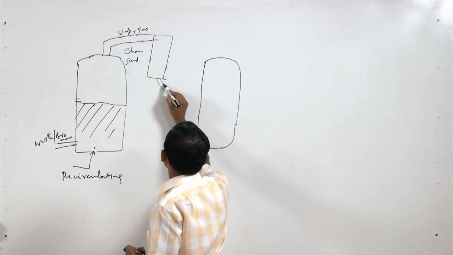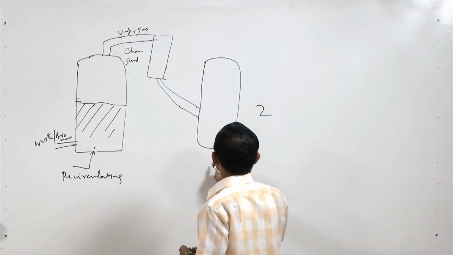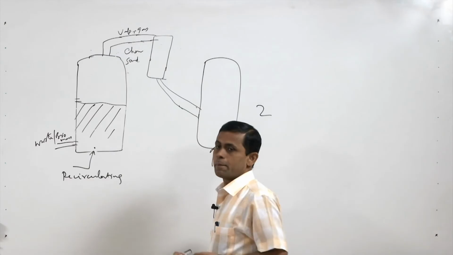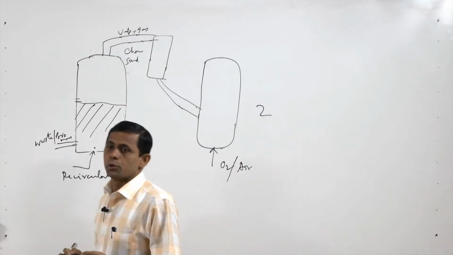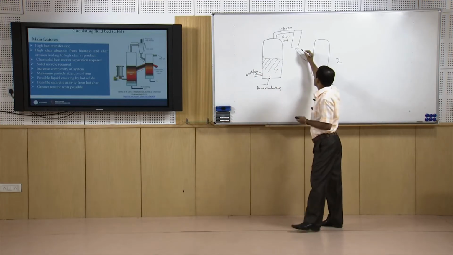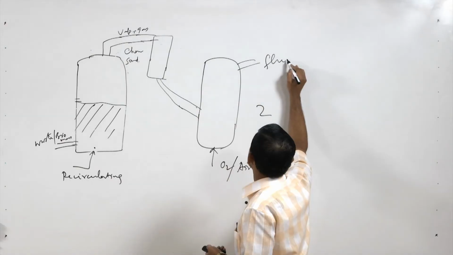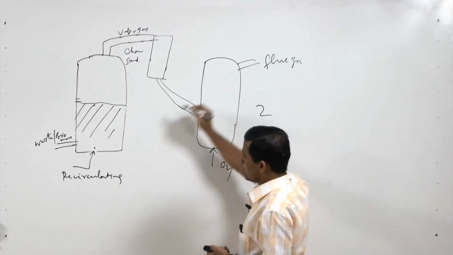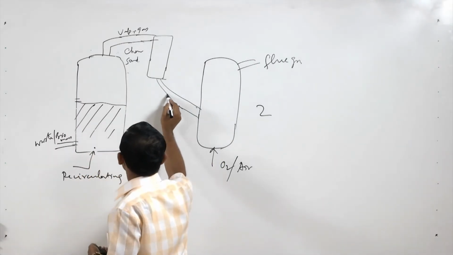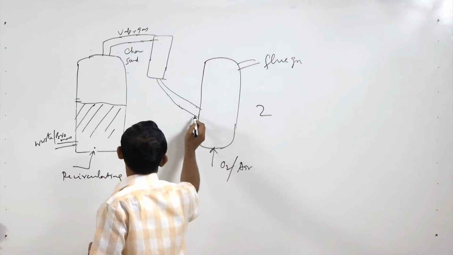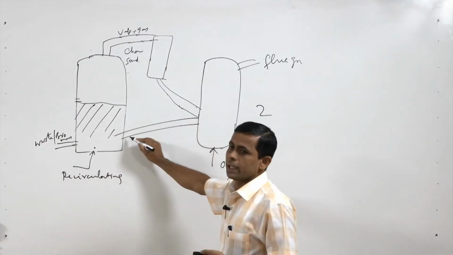This part is sent to the other chamber, that is chamber 2, and we pass oxygen or air here. The air helps to combust the sand and char coming here and mix some flue gas. That gas is used for heating here, and the material which is produced here can also be recycled. The sand is recycled here.